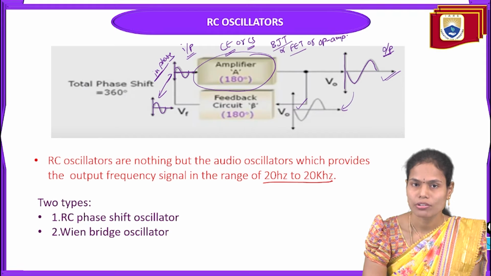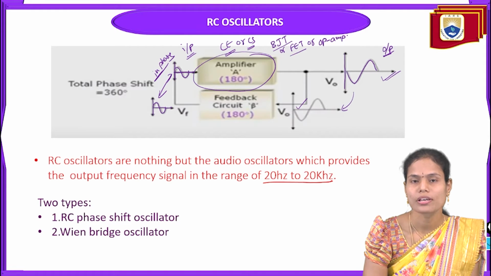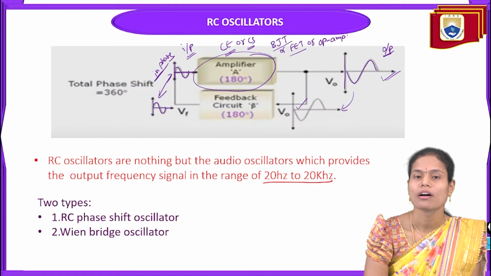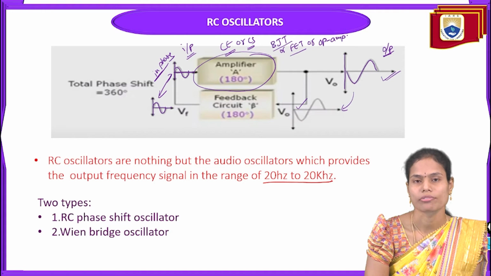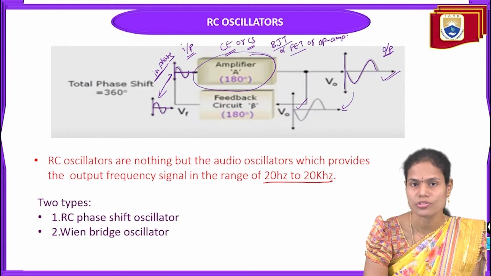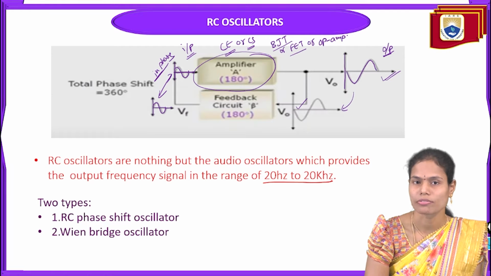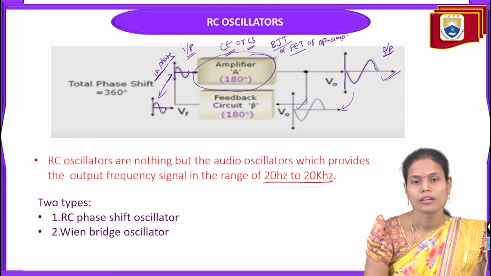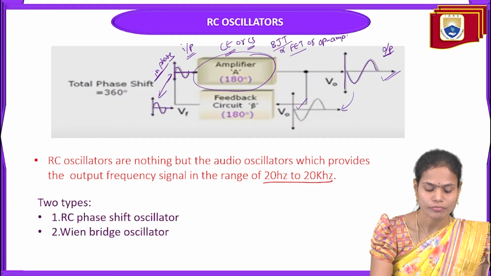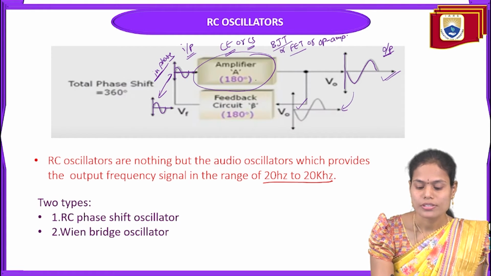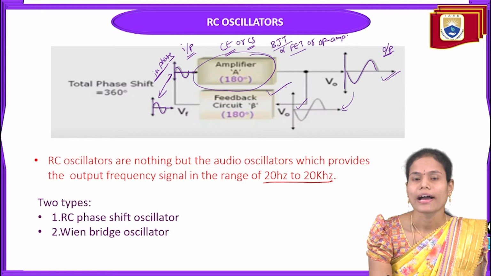In the case of negative feedback, the input signal as well as the feedback signal are always 180 degrees out of phase. That is the basic difference between positive feedback and negative feedback. And in the case of all the oscillators, we are going to utilize the positive feedback only, not negative feedback. So this is the actual structure required for the design of an RC oscillator circuit.